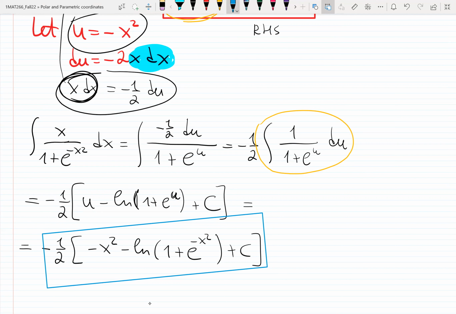Partial fractions we're going to do right after this. What do you think about that? Is it easy, hard, or horrible, or a little bit of everything?